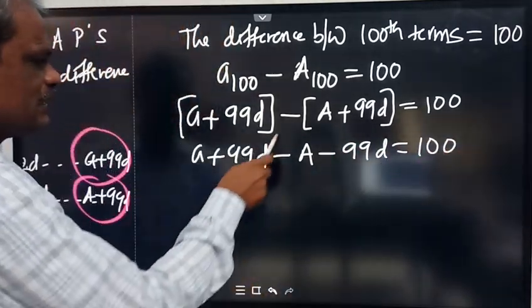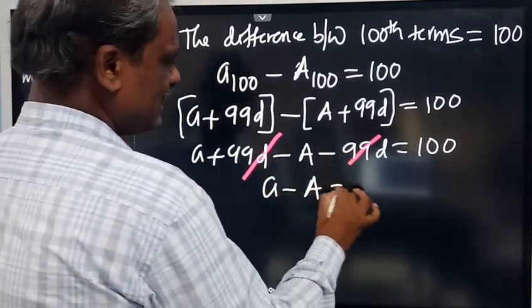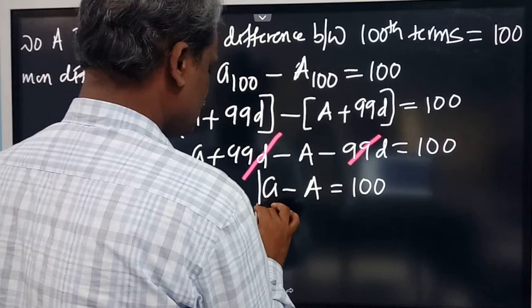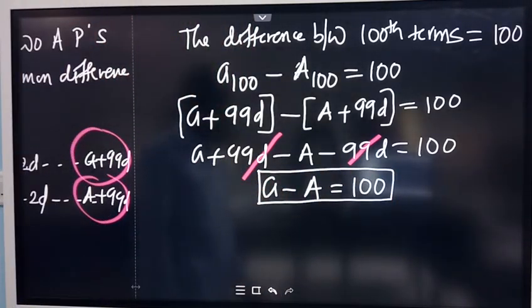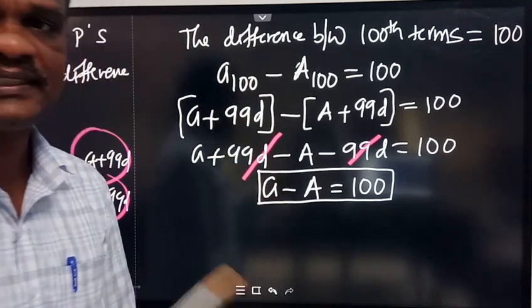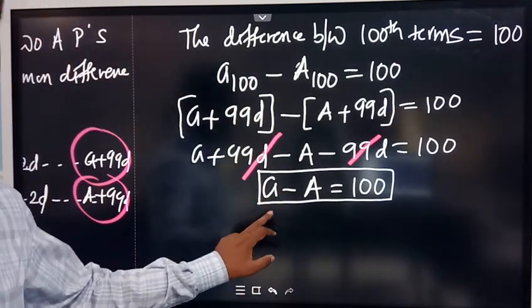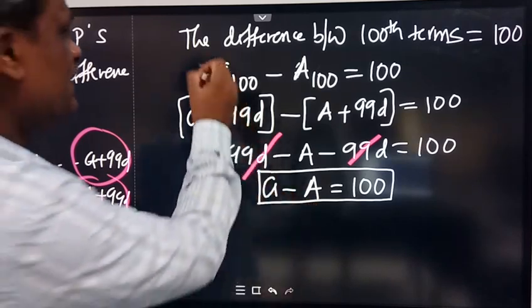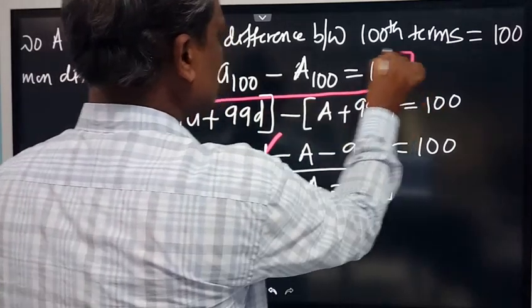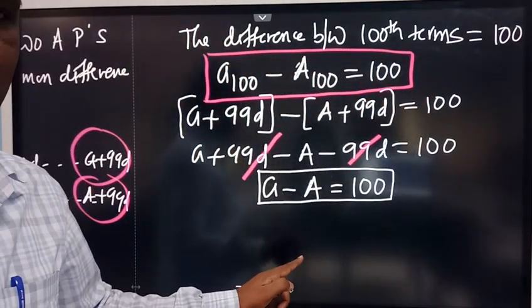Now look at this: 99d and 99d cancel, and you are getting a minus A, which is 100. See, the difference between their 100th terms is the same as the difference between their first terms. This is the first term of the first AP, and this is the first term of the second AP.